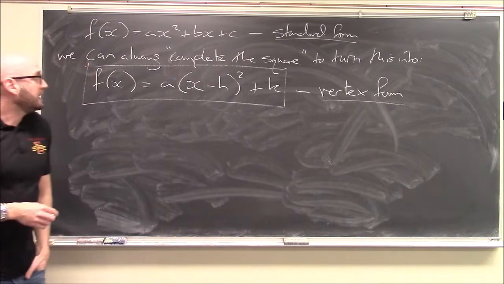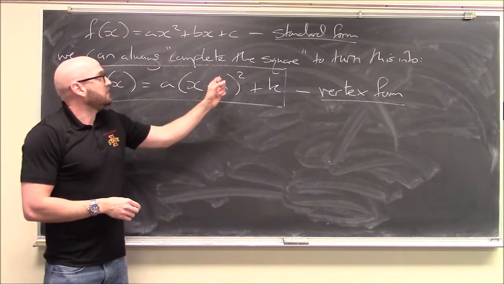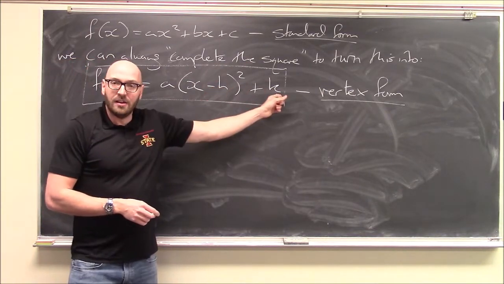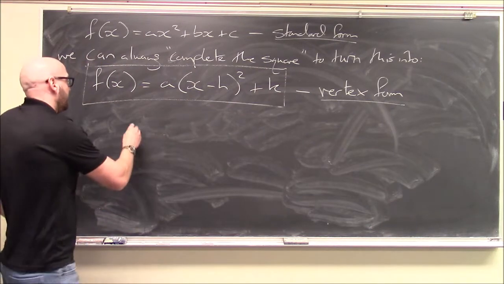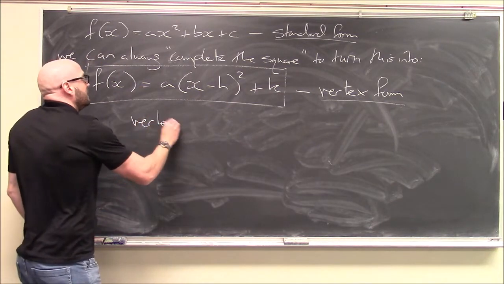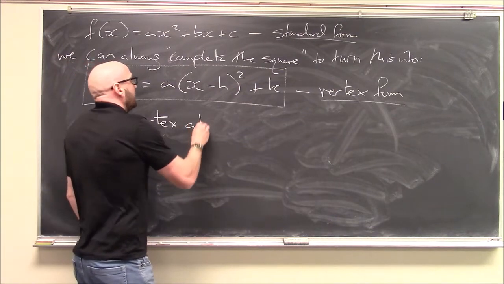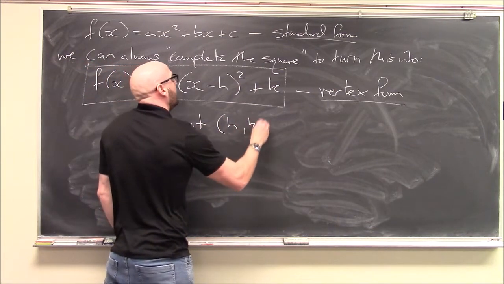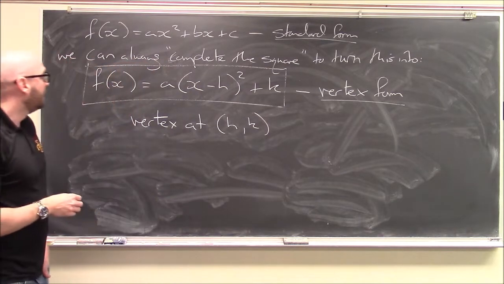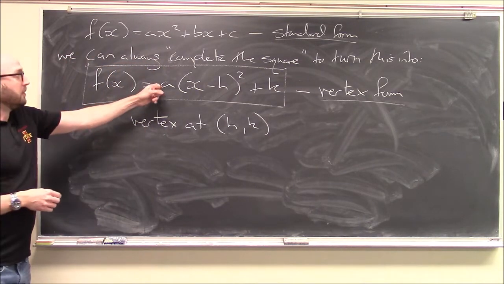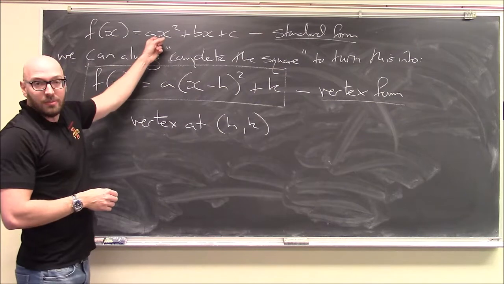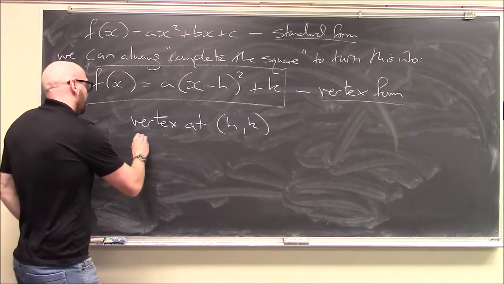And this form is really useful because these two numbers that you get out here, h and k, are the coordinates of the vertex. So you can literally just look at the form and read off, where's my vertex? The vertex is at the coordinates (h, k). And we still have the same a as before. This a that I have listed here is the same a as we started with.